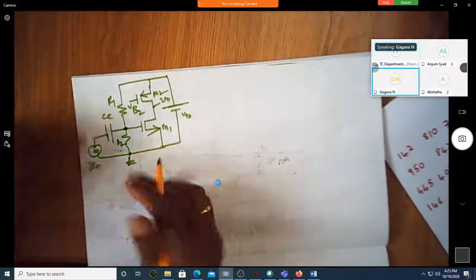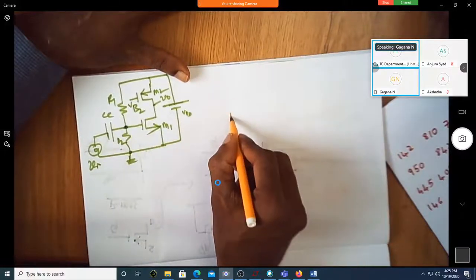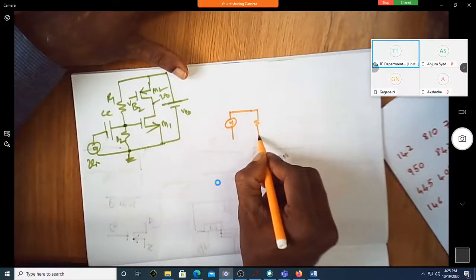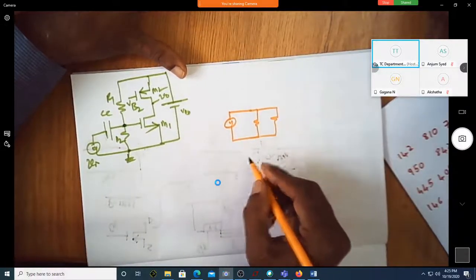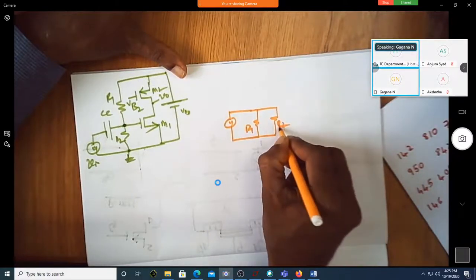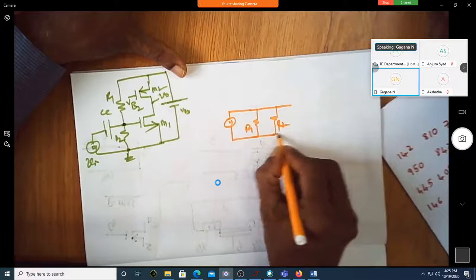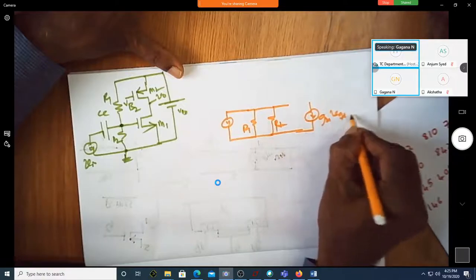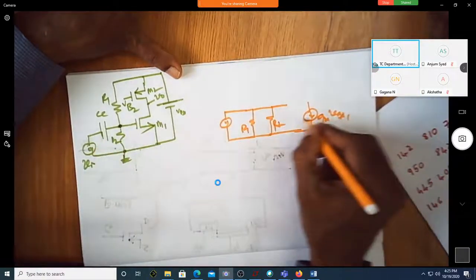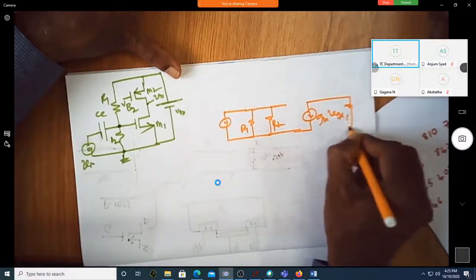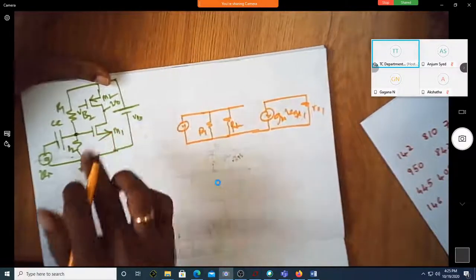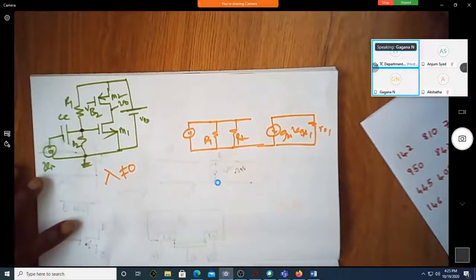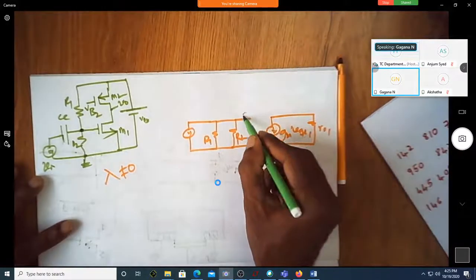Now let me write the equivalent circuit. I will retain this input voltage as it is. Shall I make this R1, R2 parallel and then put it down like this? Yes, sir. How about this MOSFET? Shall I represent this MOSFET by gm into VGS1, and then r01? Assume that lambda in both cases is non-zero. Yes, sir. This is my MOSFET.